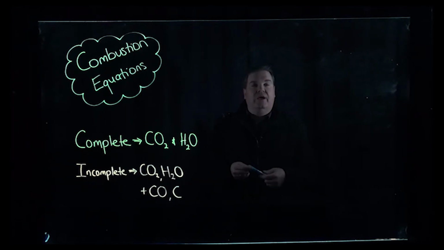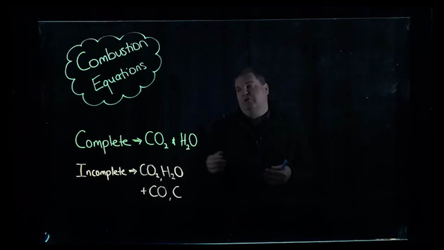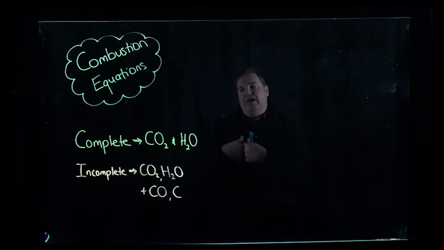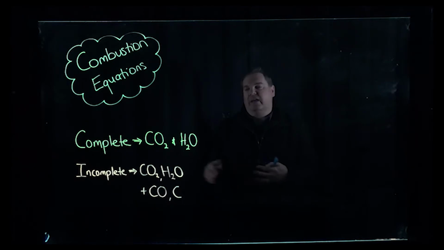Now there's two types of combustion equations. When you have more than enough oxygen that you need, you'll undergo what we call complete combustion. Now complete combustion means that all the substance burns, okay, and it burns with enough oxygen to generally produce a blue flame, and the products of that are carbon dioxide and water vapor.